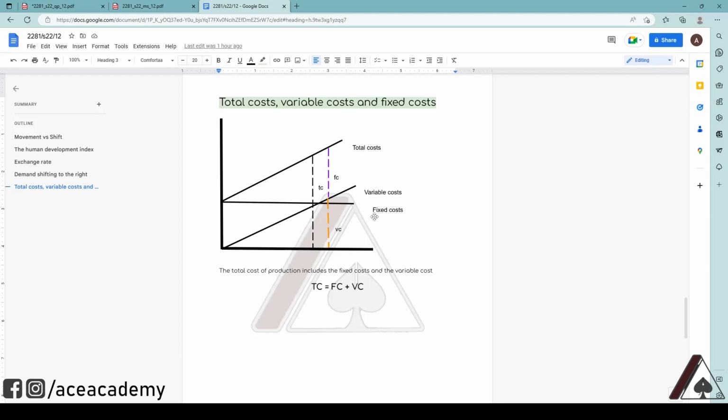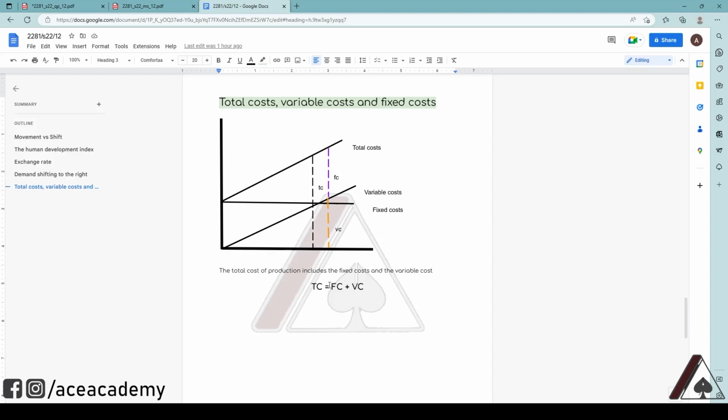It's the cost that never changes. No matter at what quantity you supply or not, the fixed cost remains fixed. So that is the horizontal line that you can see. The other line is your variable cost. This curve shows your variable cost at each specific output.